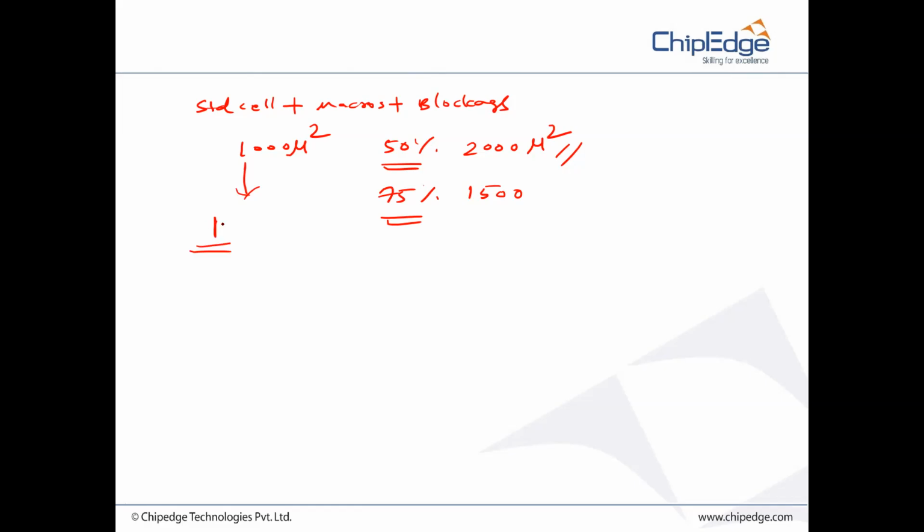For 100%, what is the core utilization area? It should be 1000 micron square only, right? Yes or no? For 50%, it should be 2000. For 75%, it should be, calculate and tell me. 1333, something like that, right?